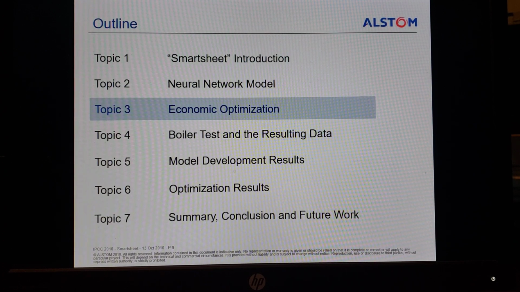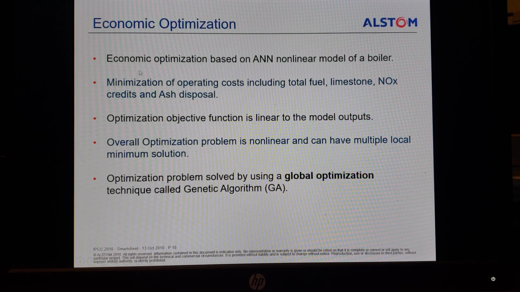So what do we try to optimize? Economic optimization is based on a neural network nonlinear model of this CFB boiler, and the minimization of the operating costs, including total fuel, limestone, NOx credit, and ash disposal. Fuel is easy to understand: you burn a fuel to generate heat. Limestone is used to capture SO2, so that's a cost: limestone material and the processing, energy, and labor.